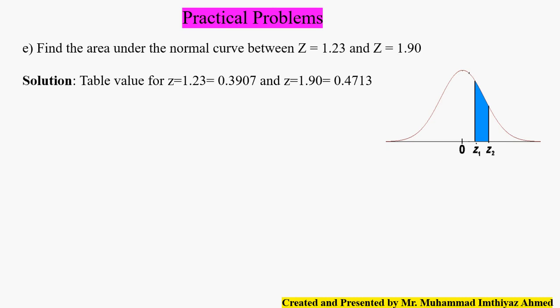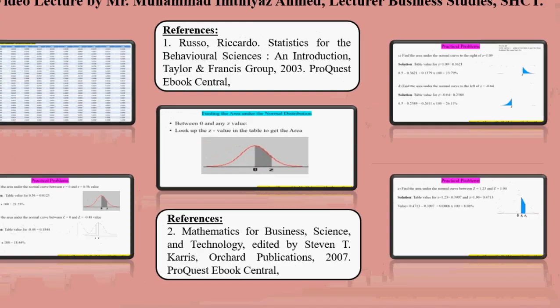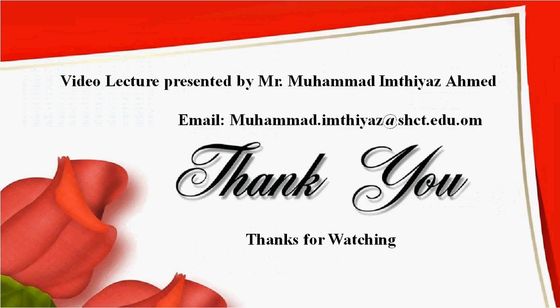What we need to do, as usual, we need to find the table values of z for 1.23, that will be 0.3907, and the table value of z for 1.90, it will be 0.4713. First, we need to take the higher value, that is 1.90. That value comes to 0.4713, and then we need to reduce the 1.23 table value. So the answer will be 0.0806. If you multiply by 100, our answer will be 8.06%.